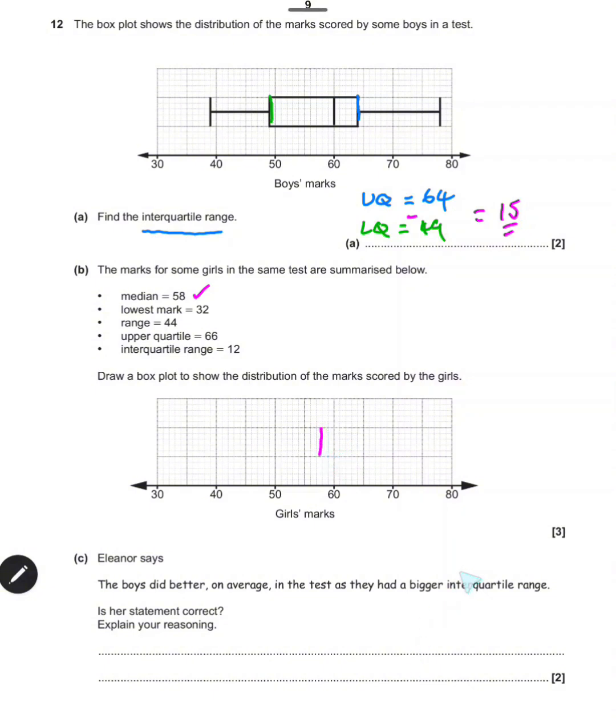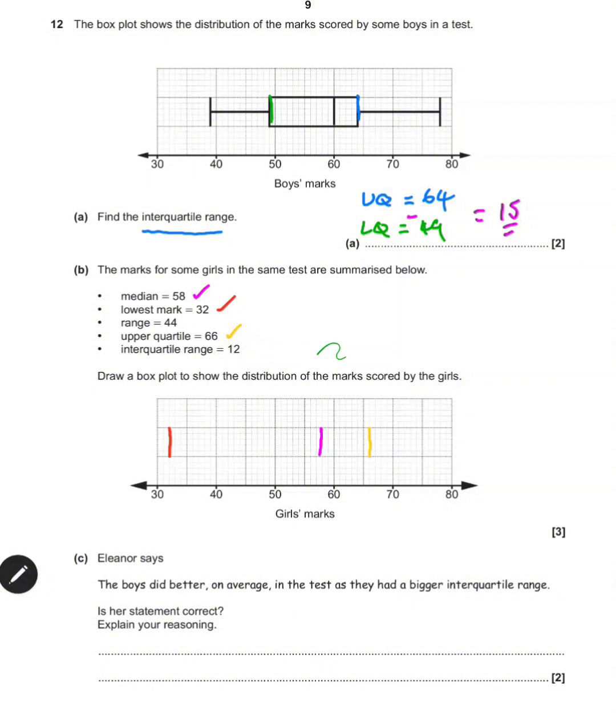That's going to be there. The lowest mark is 32, so 31, 32, right there. The upper quartile is the thing I'm going to do next, which is 66. So 65, 66 is there. And I've done that first because I don't know my lower quartile and I don't know my biggest score. They're the two things missing.